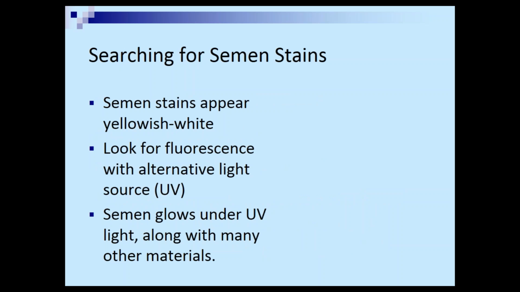Okay, number 1, searching for semen stains. You look for them just like you do with blood, and if blood's on a light fabric, it looks a dark brown color. It's pretty easy to identify.